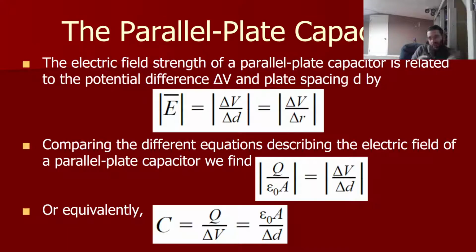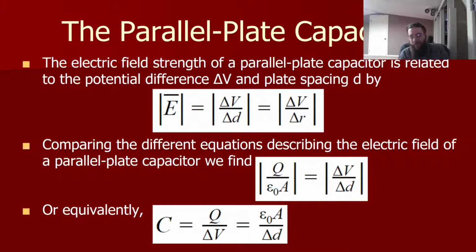You'll see it written with D or R, and I say that again because I don't want you thinking that it's a diameter or a radius. It's just a distance. And that will give you the electric field magnitude, but it won't give you the direction. Again, you're going to have to use your brain to figure out the direction.